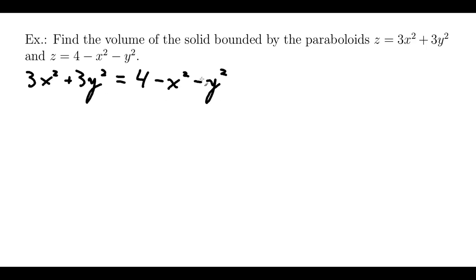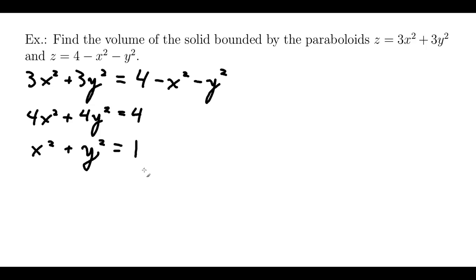A little bit of obvious algebraic rearrangement. Let's add those negative terms over, so we get 4x squared plus 4y squared equals 4. Dividing through by the constant that is in common gives us x squared plus y squared equals 1. The central unit circle. So that's nice. You know what that looks like.